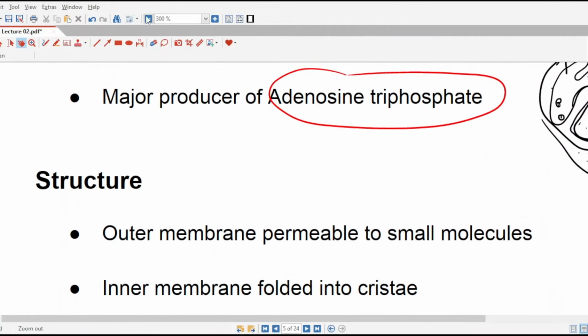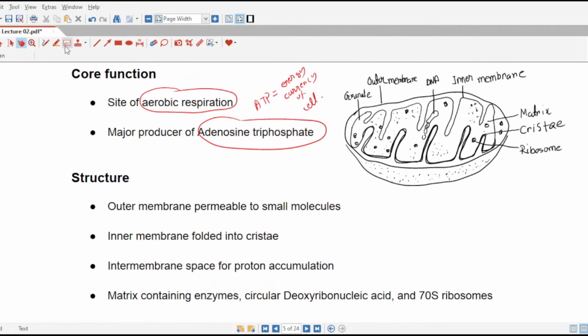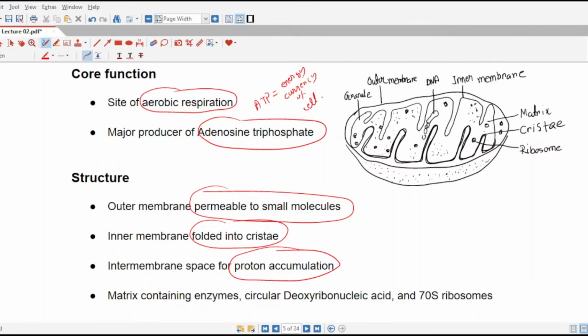The structure is written here. I'm just gonna mark the important words. It is an outer membrane that is permeable to small molecules, and the inner membrane is folded into cristae. Intermembrane space is for proton accumulation. This statement we will understand with the following diagram that I have for you guys. And we have also talked about matrix. Matrix contains enzymes, DNAs, and also 70S ribosomes. Very important to know. Okay.